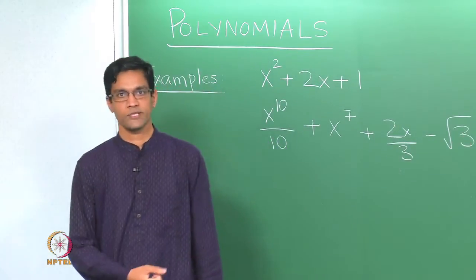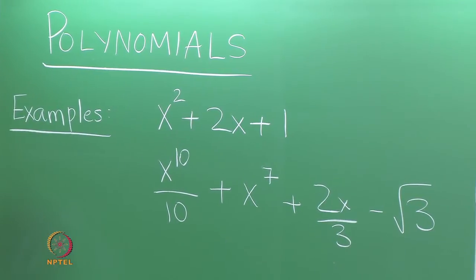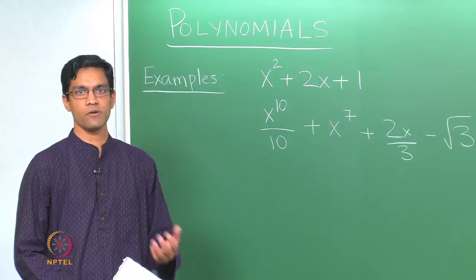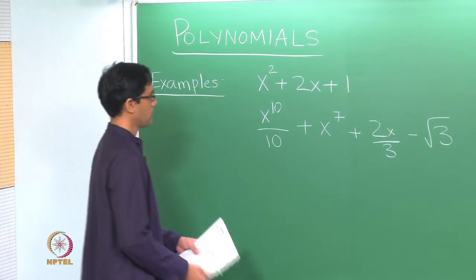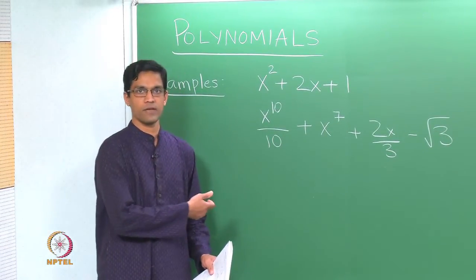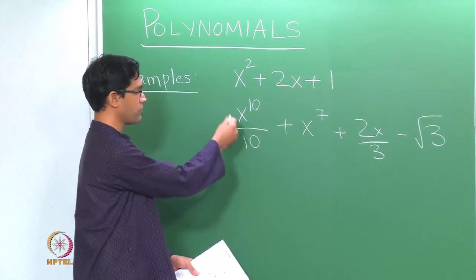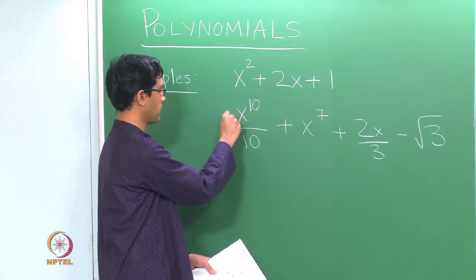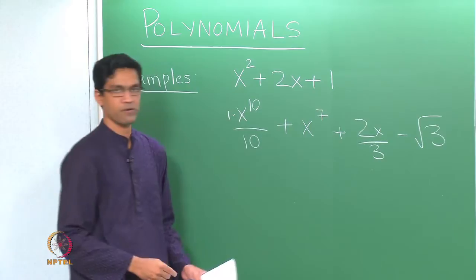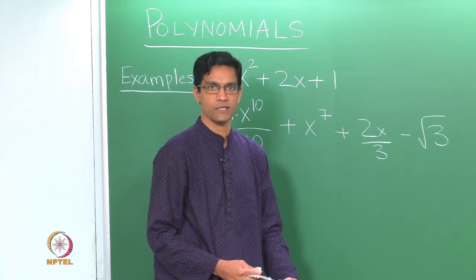I wrote down two examples of polynomials. Typically a polynomial looks like a combination of various powers of a variable, in this case the variable x. Notice that in addition to the powers of the variable, you have some coefficients, some numbers which multiply them. For instance, you have the number 1 by 10 multiplying x power 10, we have 2 by 3 multiplying x, you have a constant root 3 and so on.